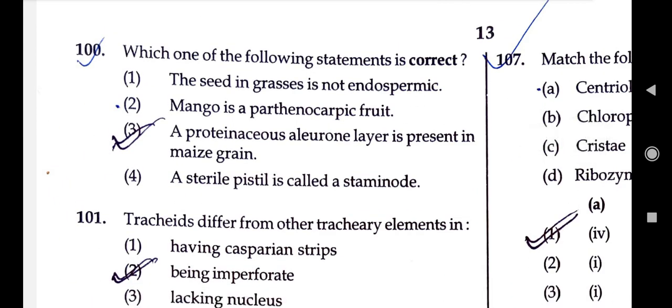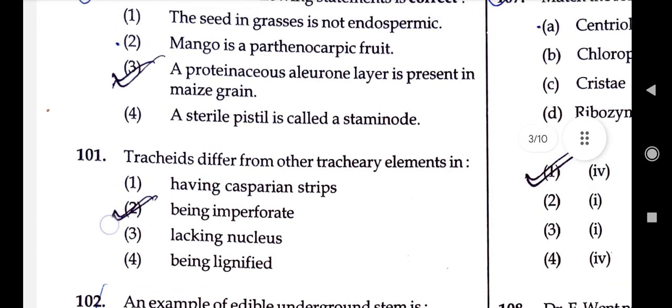So option 1, the seed in grasses is not endospermic. This is wrong. Mango is a parthenocarpic fruit. This is also wrong. Option 3 is the correct option. A proteinaceous aleurone layer is present in maize grain. So option 3 is the correct option. Option 4, a sterile pistil is called a staminode. This is also a wrong option.